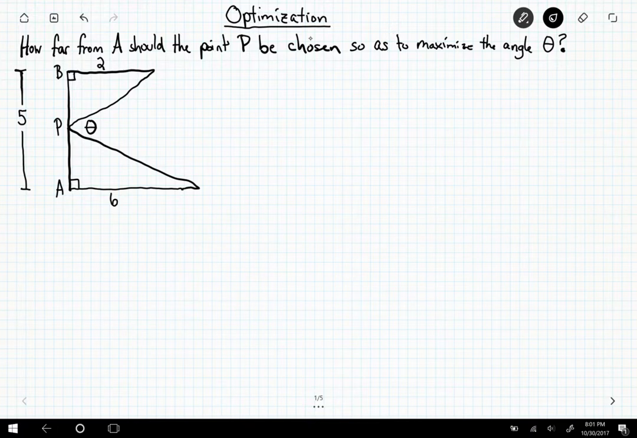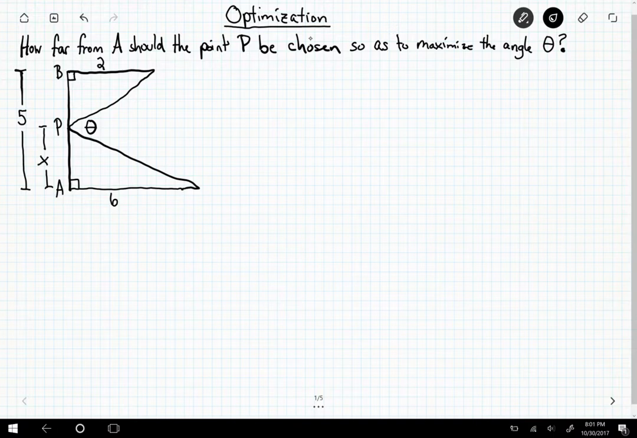In order to do this, we need to find some equation in terms of theta. Rather than go for the gusto all at once, we need to figure out what equations we can relate to theta, and what we are actually looking for. You're looking for how far from A the point P should be chosen. So we'll label this distance right here with some variable, because it changes depending upon where we place P, and we'll label that distance x.